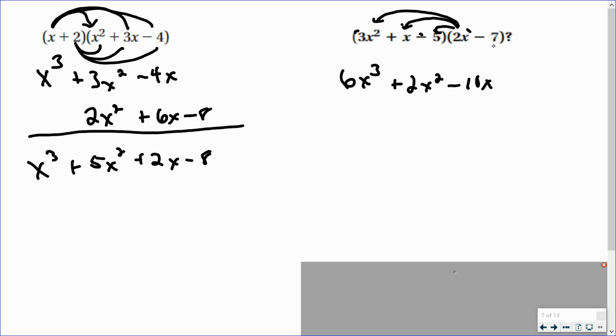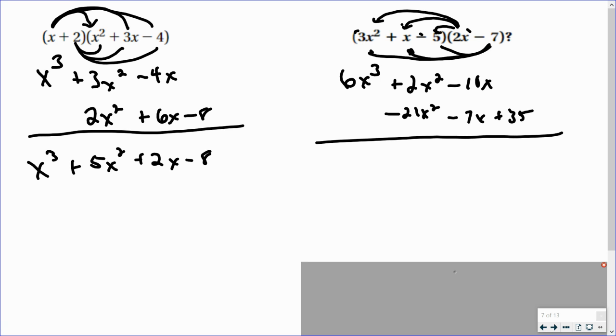Now I move to the next one. Negative 7 times 3x squared is negative 21x squared. Negative 7 times x is negative 7x. Negative 7 times negative 5 is positive 35. Add these up.